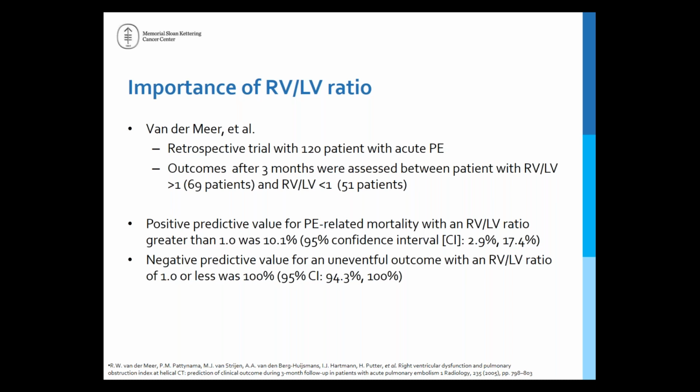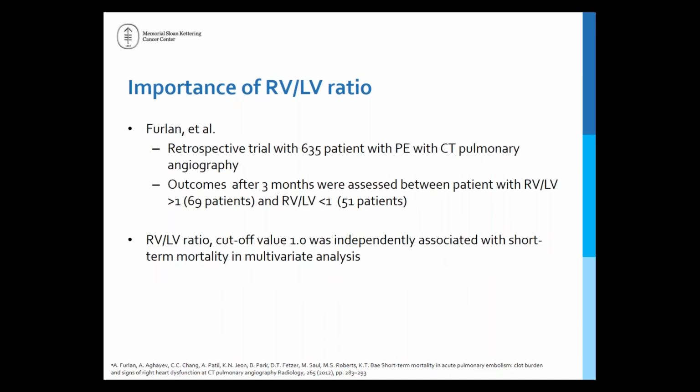They saw that there was a positive predictive value for PE-related mortality with an RV-LV ratio greater than 1, which was 10.1%. And there was a negative predictive value for an uneventful outcome with an RV-LV ratio of 1 or less, which was 100%. So they use a cutoff of 1. We all know that greater than 0.9 is abnormal. They use a cutoff of 1, and it just makes things very simple.